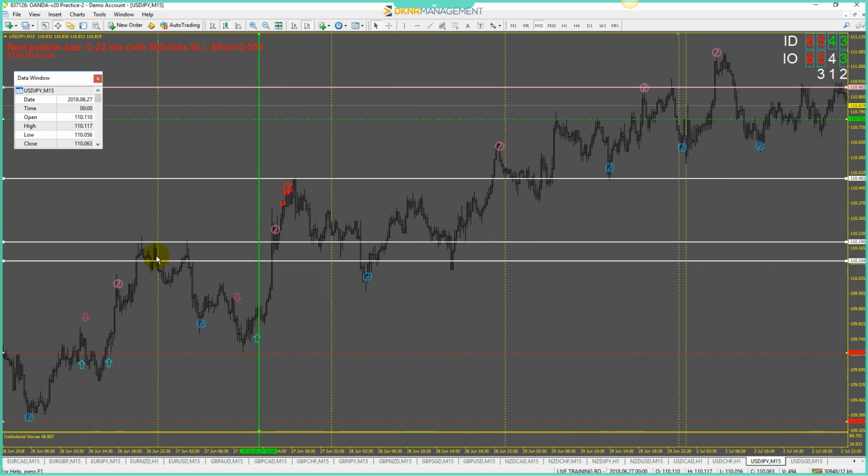Now, these white lines are old areas. They're old 4s. They would have been on this chart already. They are old 4s. This is the most recent 4.